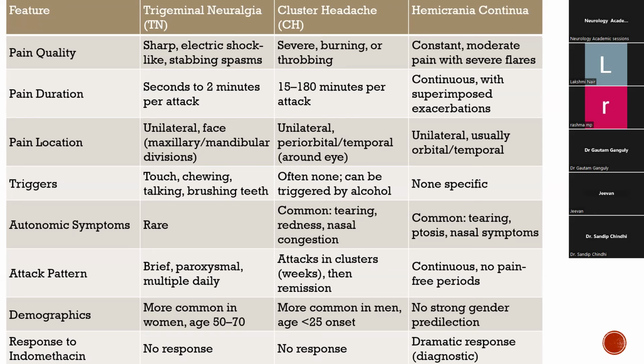Triggers usually will be non-specific or often not present in hemicrania continua, whereas alcohol may trigger cluster headache. Autonomic symptoms are common in both cluster headache and hemicrania continua, but rare in trigeminal neuralgia. And next is the attack pattern. We know that trigeminal neuralgia pain will be brief, paroxysmal, with multiple daily attacks. In cluster headache, the attacks will occur in clusters, usually lasting weeks, and then the patient will go into remission. And in hemicrania continua, it will be usually continuous with no pain-free period.